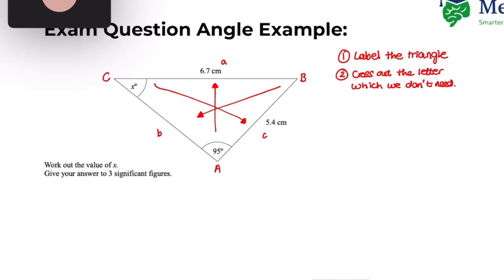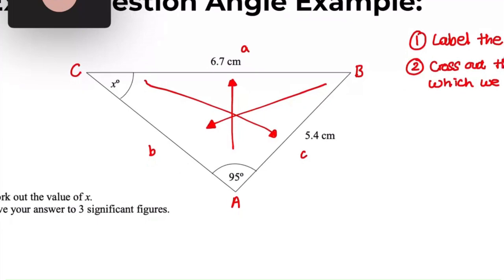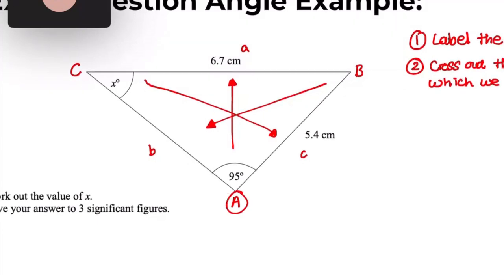In this case, which letter do we have no information about? We know A and we know lowercase a, so we're definitely keeping A. C is X, so we have no option but to keep C. Now B, we're going to cross out. We don't know the angle and we don't know the side, so we're going to cross out B.